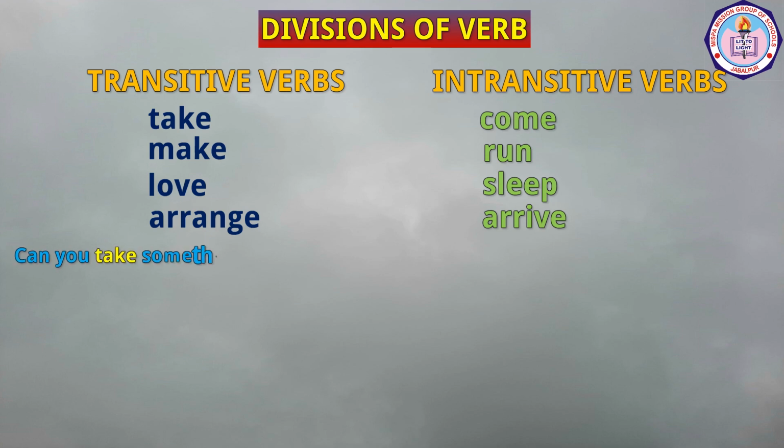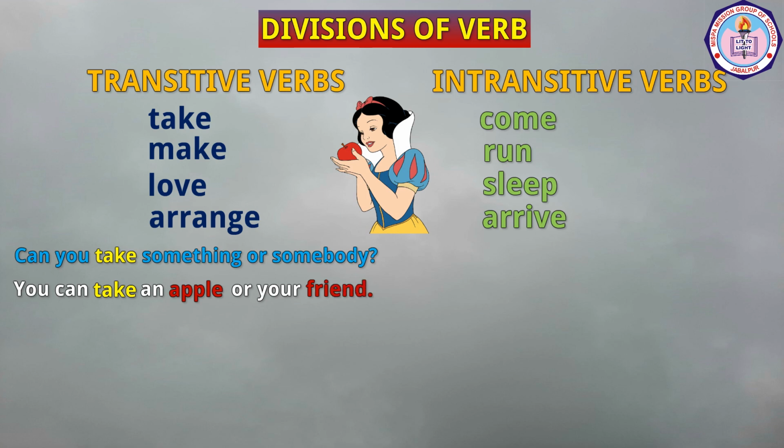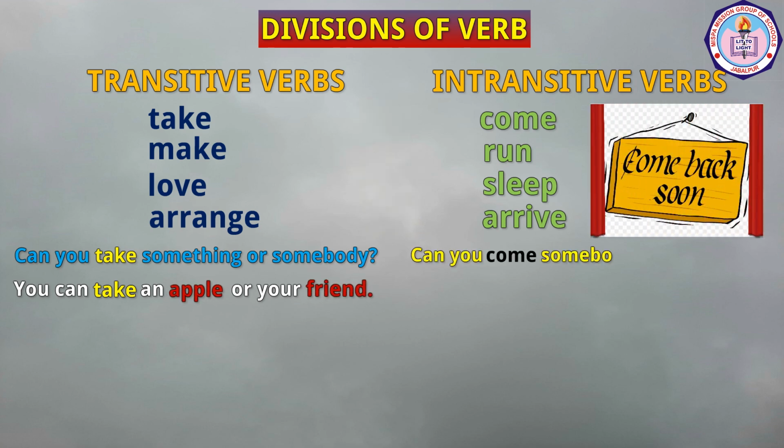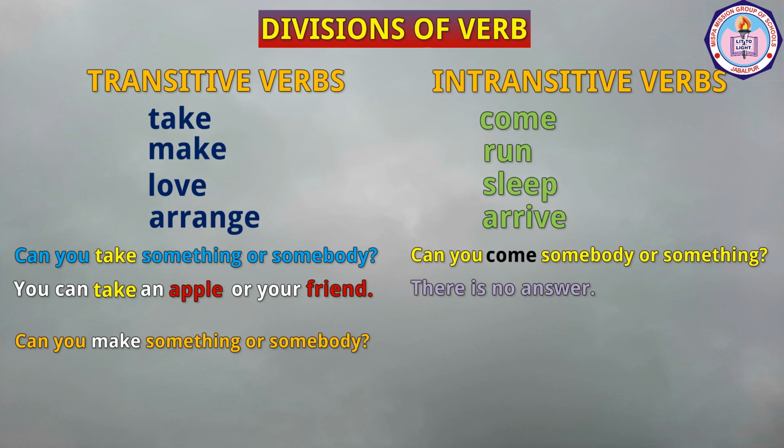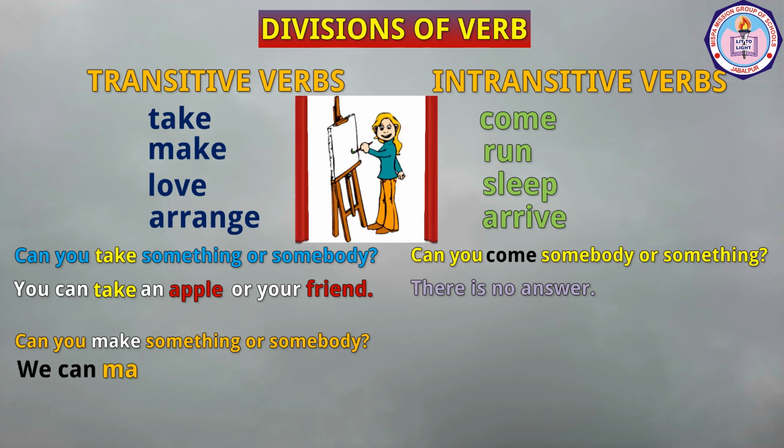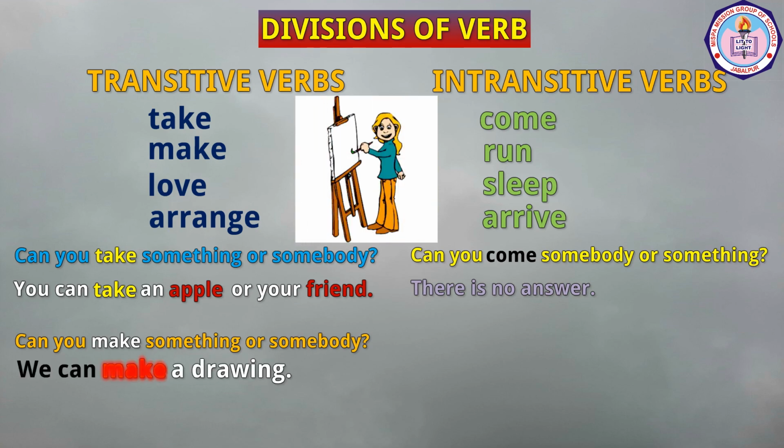Can you take something or somebody? Yes, you can take an apple or your friend. Here, take is a transitive verb having its object as apple or friend. Can you come somebody or something? There is no answer. It looks odd. Hence, come is an intransitive verb. Can you make something or somebody? Yes, we can make a drawing. So, make is a transitive verb.